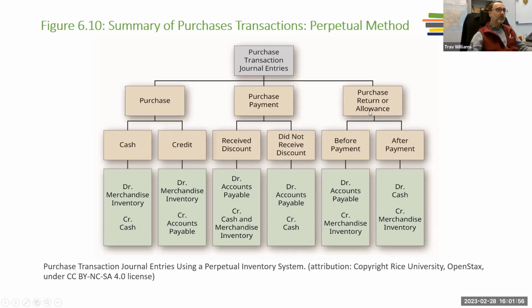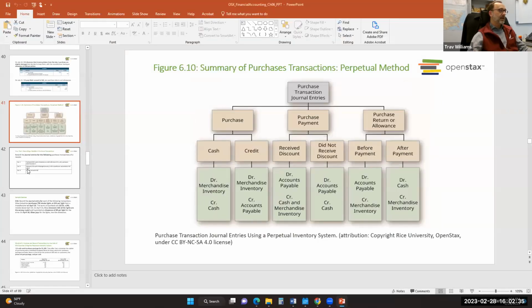And then if you returned a product, we call that a purchase return. Or if the seller of the product gave you an allowance, meaning they decreased how much you owe, or they gave you some money back because you weren't completely happy with the product, we call that an allowance. So if you get either a return where you return the product or you get an allowance from the seller, before payment, this is what you do. After payment, this is what you do. Okay, so that's the chart to use for the perpetual method with purchase-related transactions.